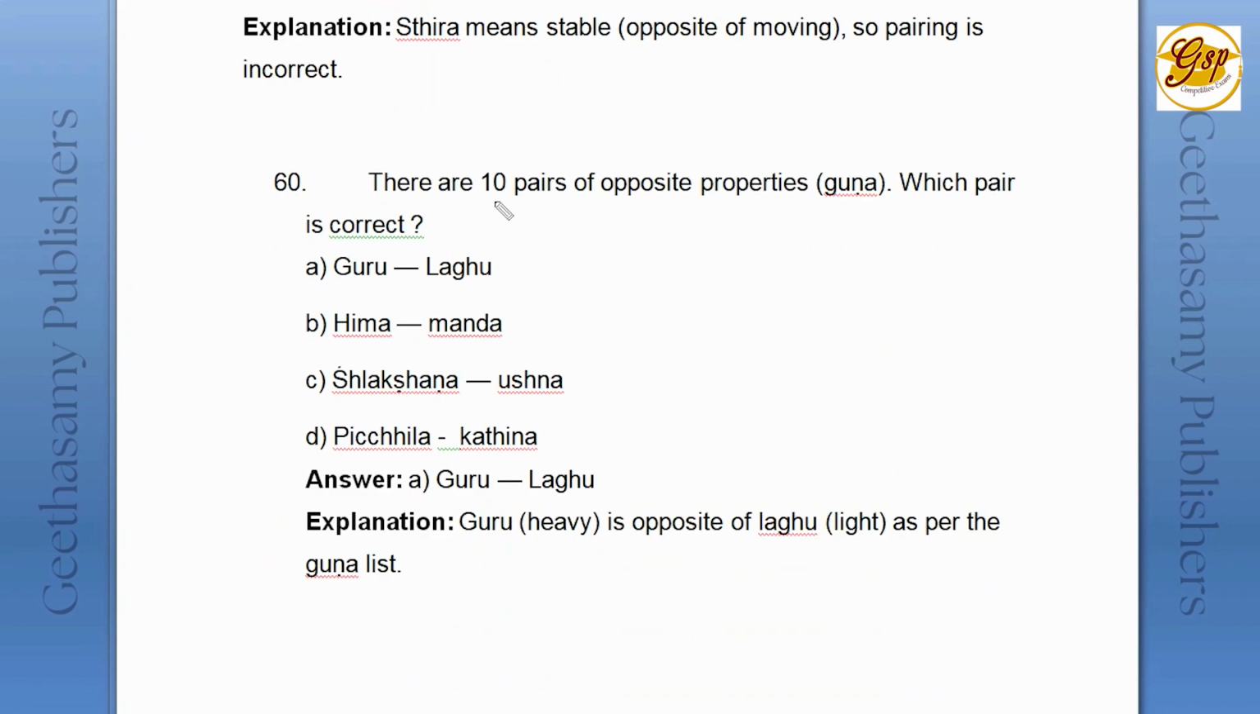60th question. There are 10 pairs of opposite properties (gunas). Which pair is correct? Guru, Laghu; Sheeta, Ushna; Manda, Tikshna; Snigdha, Ruksha; Slakshna, Khara. The correct answer is Guru, Laghu. Heavy is opposite to light. So A is correct.